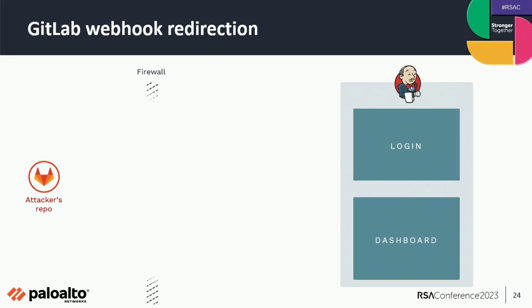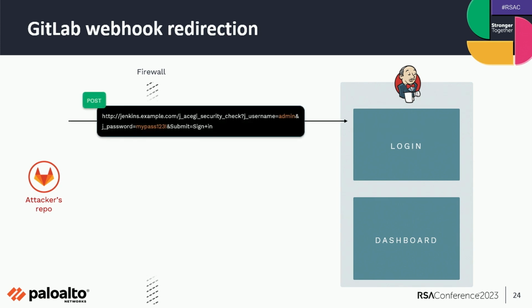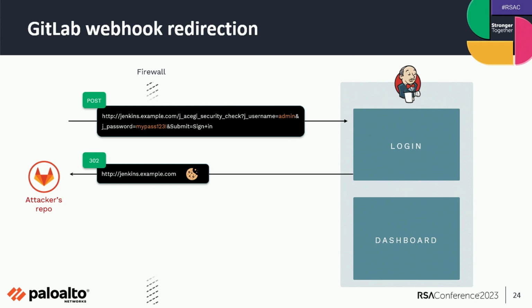Okay, so let's try a different scenario. In this scenario, same thing goes, but the organization uses GitLab and Jenkins. So we want to attack this internal Jenkins. Let's try to do the same thing and see what happens. So we're sending a login request like we did before, and we're getting back 302 with a redirection, with the cookie attached, same as before.